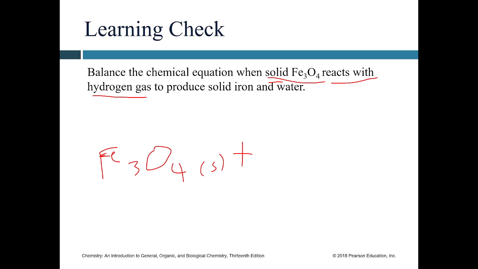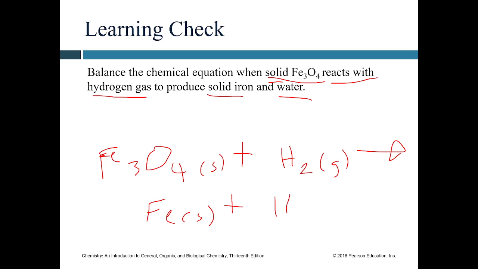All right, so what's hydrogen gas's formula? It's H2. Remember the diatomic gases? Hydrogen was a diatomic gas, wasn't it? So this one's H2. And so this is then going to yield. What are we going to get for products? Solid iron and water. It's just Fe, and then don't forget the solid. And then plus H2O. That's perfect.